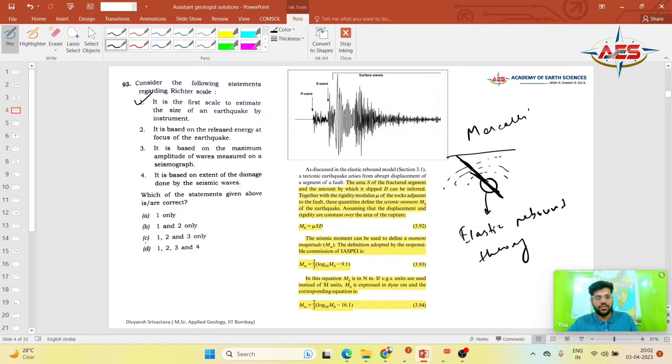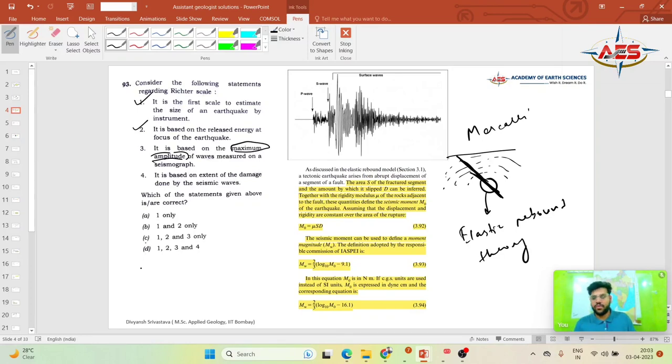Okay, so a huge amount of energy is being released and propagated throughout the earth. So this is the correct statement. It is based on the maximum amplitude of waves measured on a seismograph. Okay, I will clear one thing. There is one term they have added here that will create confusion. They have added the term amplitude and maximum amplitude.